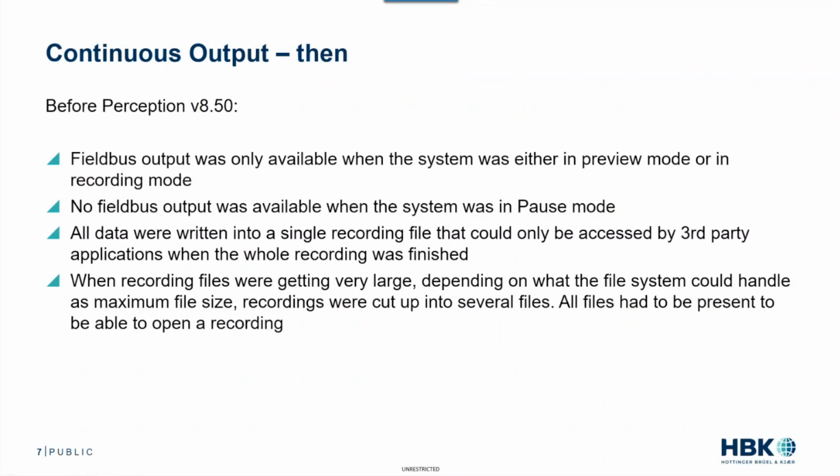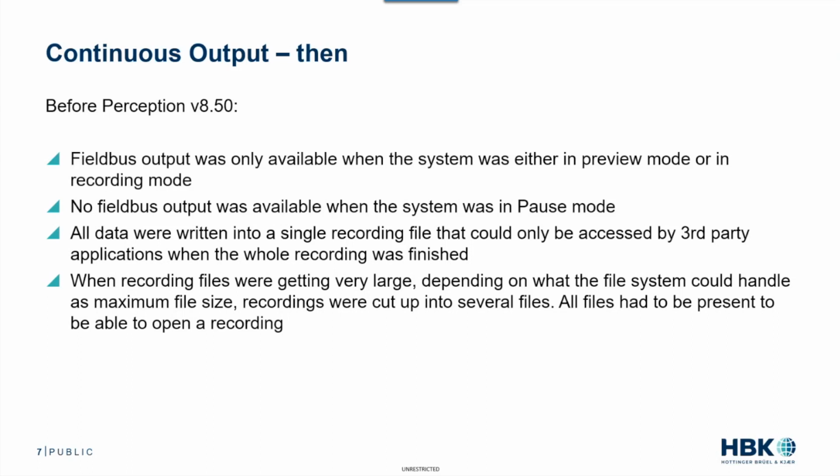Before Perception 8.5, the field bus output, that publishing of data, was available when the system was either in preview mode or recording mode. By preview mode, it just means the system is providing the user with live updates in our Perception software, as well as publishing data out onto the field bus. And then recording mode would be when we're actually recording data, so writing data to a file and saving that raw information as well as the calculated result. When the system was in pause mode, meaning you're making a recording and you pause the recording so we're no longer writing that data to disk, the field bus output stopped.